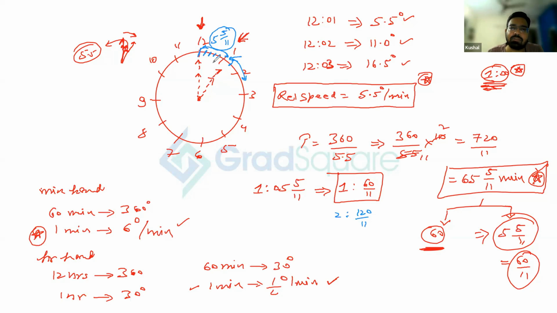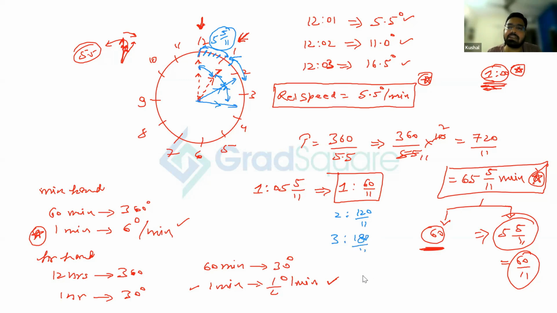Nikhil, understand this thing, no? From here to here, how much is it? 5 by 11, which is 60 by 11 minutes, right? So again, when they have to meet, it will have to travel 60 by 11 minutes over here, and they'll have to meet somewhere over here. Does this make sense? Again, it is going to take 5 by 11 minutes over here and meet between 3 and 4. Clear?